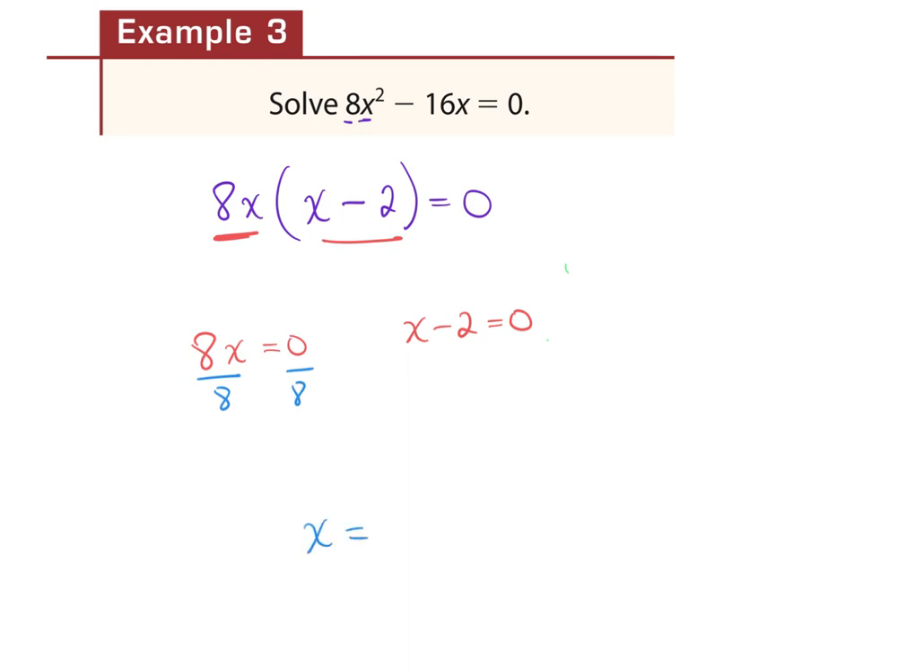0 divided by 8 is 0. Here I'm going to add 2. So x could be 0 or 2. Those are my two answers there. 0 or 2.